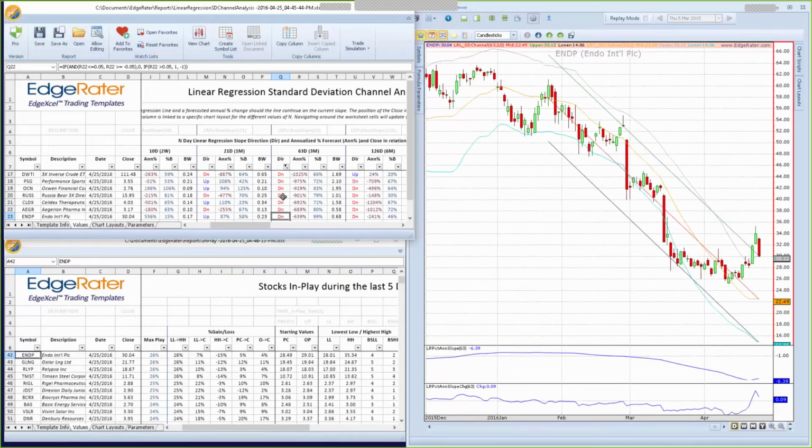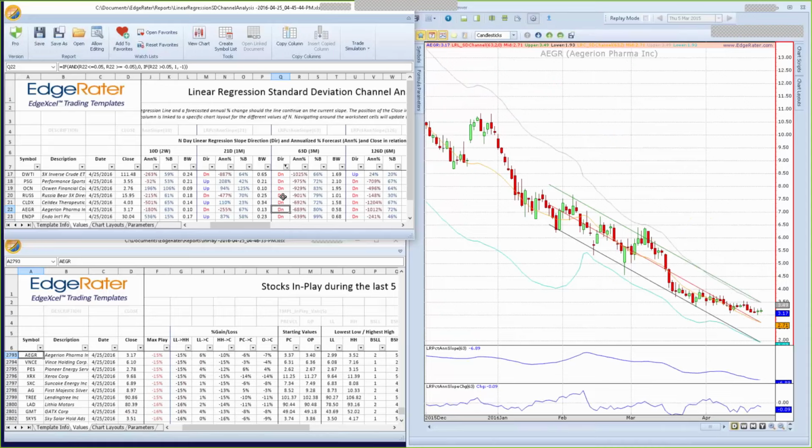Okay, now that's fairly nice there. Which one? AEGR? Yep. Again, you can see it has a fairly tight channel, so the annualized decay rate is pretty high. It's actually also 80% of the way up towards the upper channel line, and it has a bandwidth of 0.58, which looks pretty good compared to some of the ones above it. Yeah, exactly.